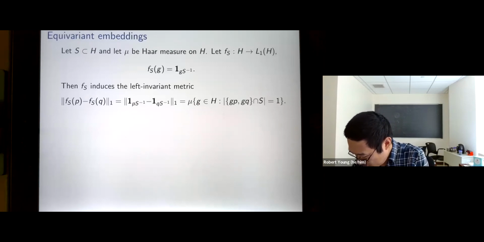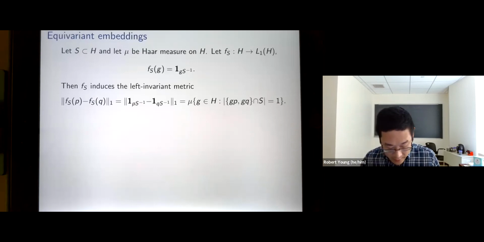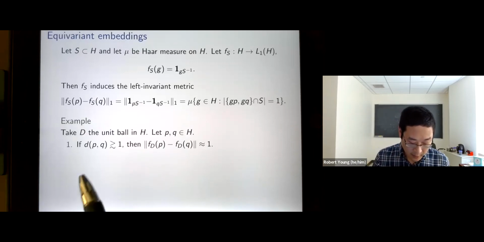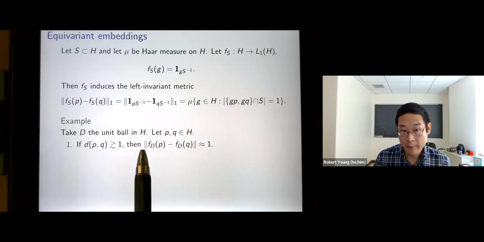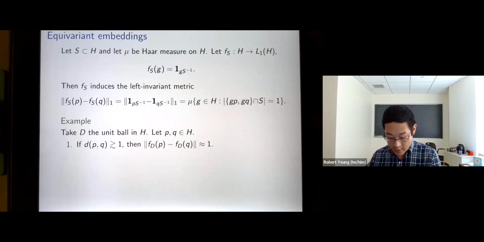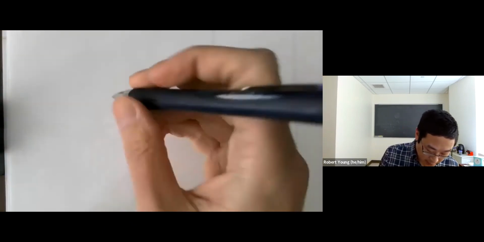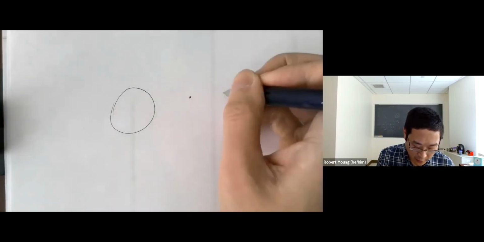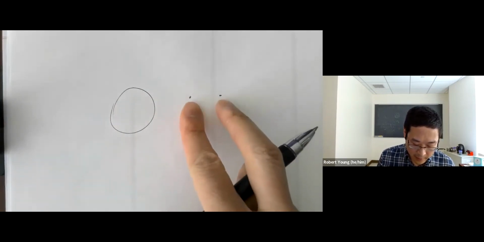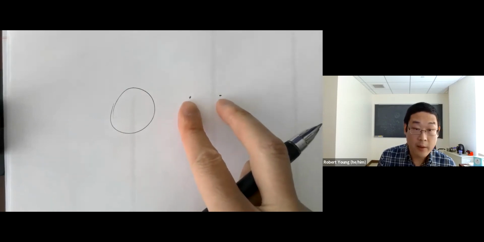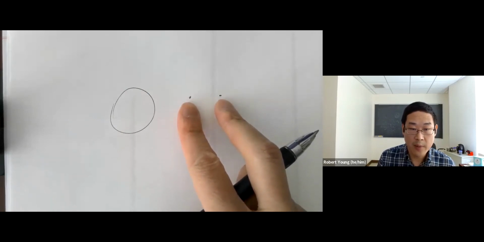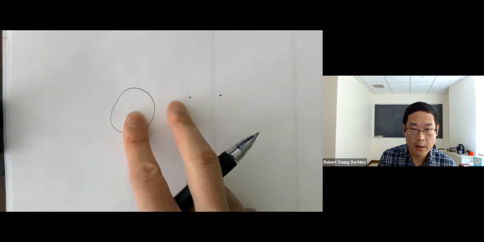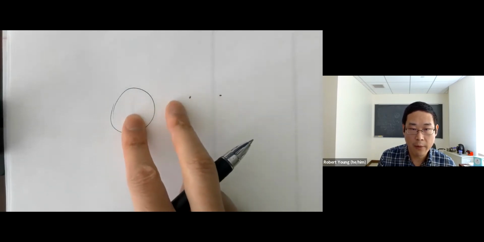This is a little bit tricky to get a handle on. So let's try this with a particular example. Let's try this with some concrete set. Let's take the unit ball in the Heisenberg group, and let's look at what this map does to the unit ball. Like I said, if I have two points p and q, the distance between f of p and f of q is the measure of the set of translates of p and q so that one of them lands inside the set and one of them lands outside.